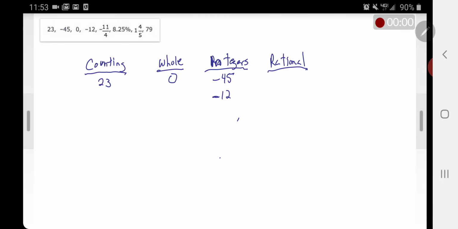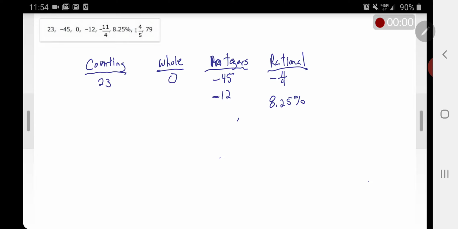All right, well, negative 11 over 4, if you divide it out, it becomes a decimal. So he would belong in the rational numbers because he is not an integer, nor a whole number, nor counting, of course. 8.25%, well, that's like saying 0.0825. So once again, he belongs over in the rational numbers.